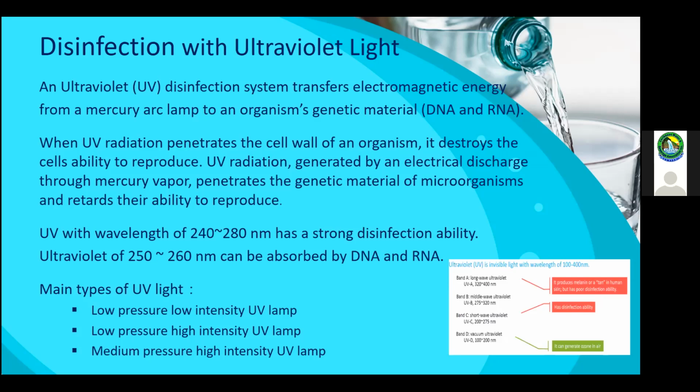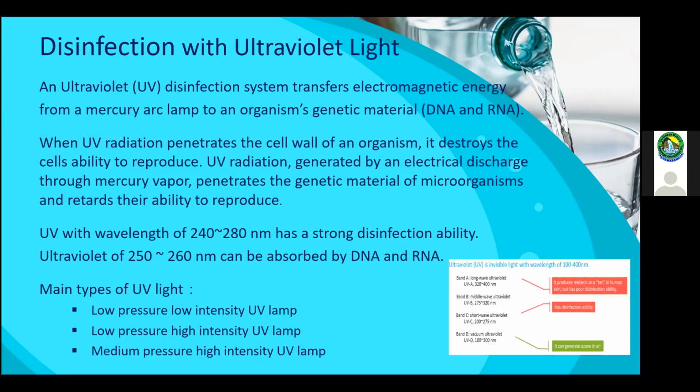So you have UV radiation being generated by an electrical discharge through mercury vapor, penetrating the genetic material of microorganisms and retarding their ability to reproduce. UV with a wavelength of between like 240 and 280 nanometers has a strong disinfection ability. UV with a wavelength of 250 to 260 nanometers can be absorbed by DNA and RNA.